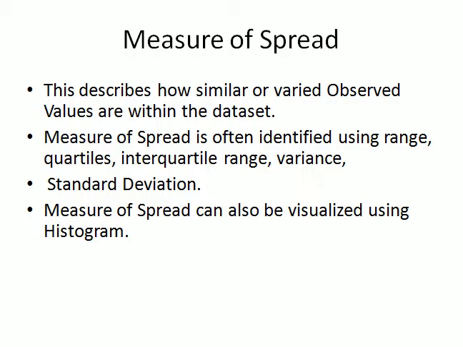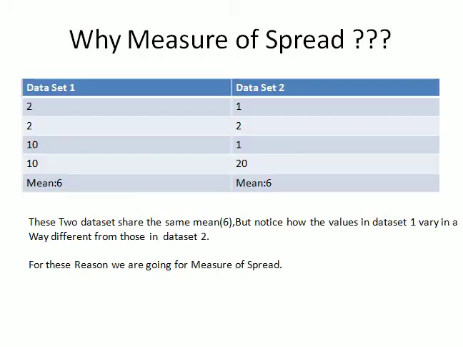So why are we going for measure of spread? See, this is data set 1 and data set 2. What is the mean of these two data sets? The mean of these two data sets is the same, 6. These two data sets have the same mean, but notice how the values in data set 1 vary in a way different from those in data set 2. Obviously, the composition of the two data sets is different despite the fact they both have a mean of 6. The critical point of difference here is the range.